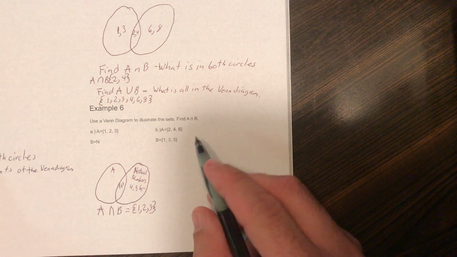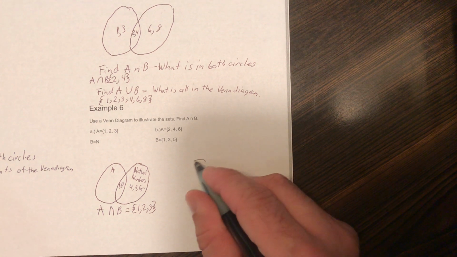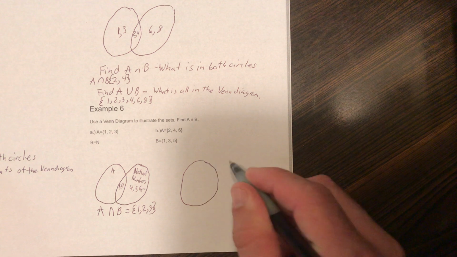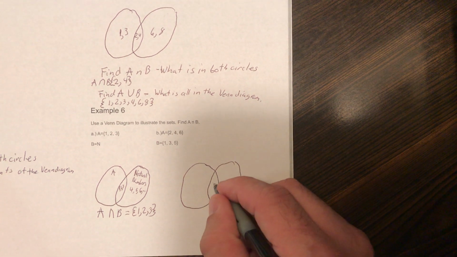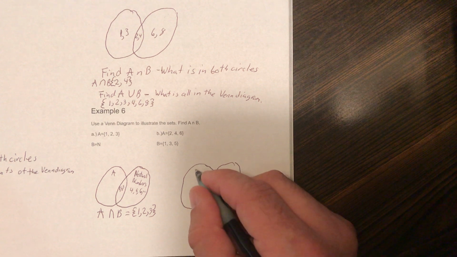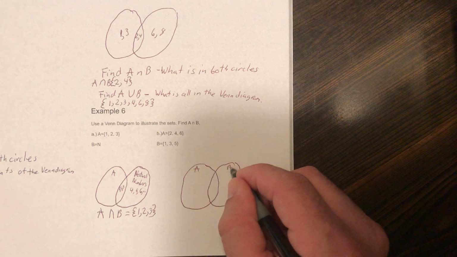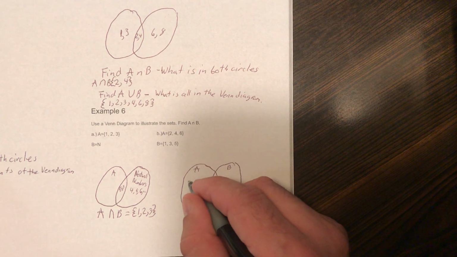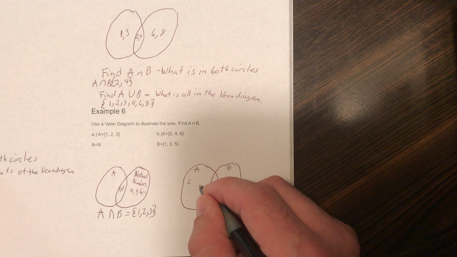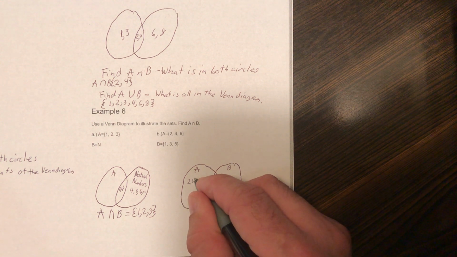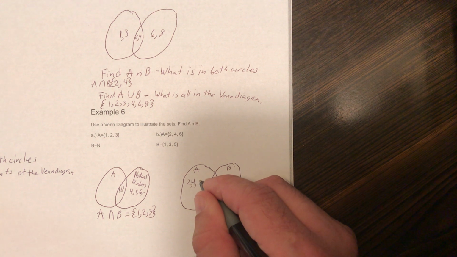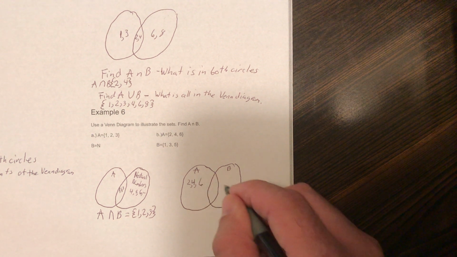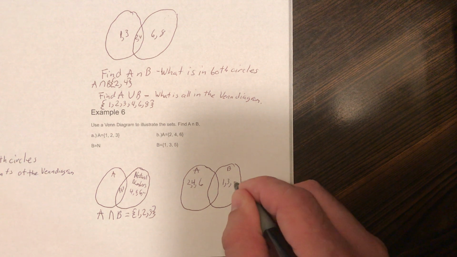Now going up to B here. Once again, we're trying to find A intersection B, so we need to find the intersection. Hopefully I can make that middle a little bigger for you guys to see. We have A over here and we have B over here. We have 2 in A and not in the other one. We have 4, we have 6, and we have 1, 3, and 5.